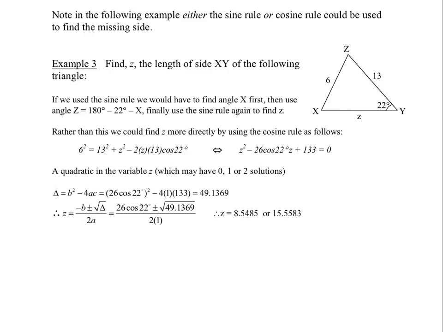You could also draw 6 from here down to about here. This line that I'm tracing out in the red would also be a line of length 6. If I drew it like this, I would get the shorter length of z. If I draw it like this, I'll get the longer length of z. And that's why we get our two different possibilities there.